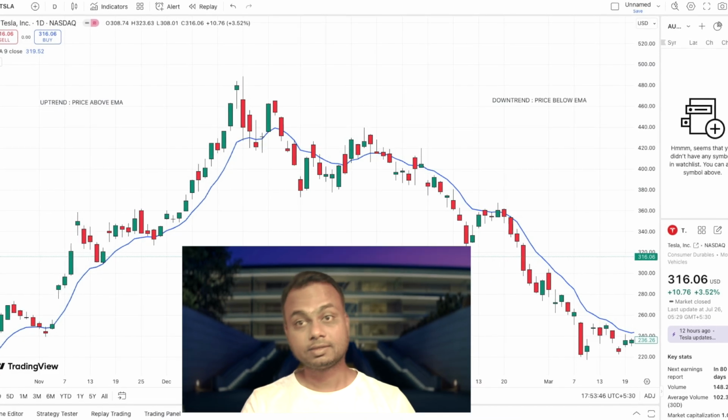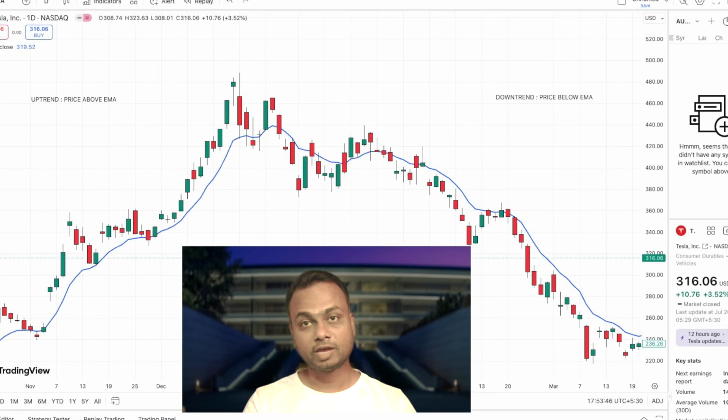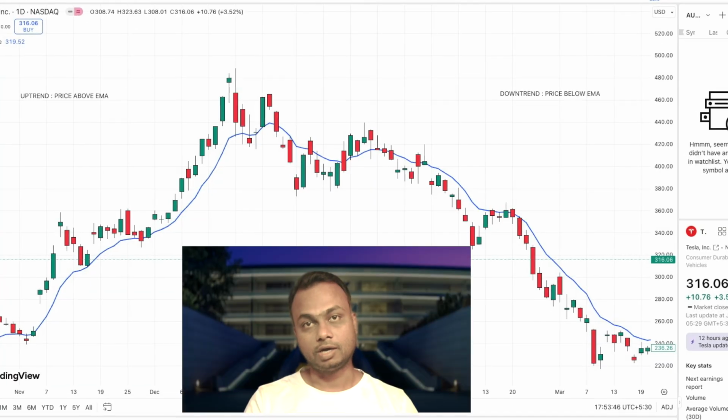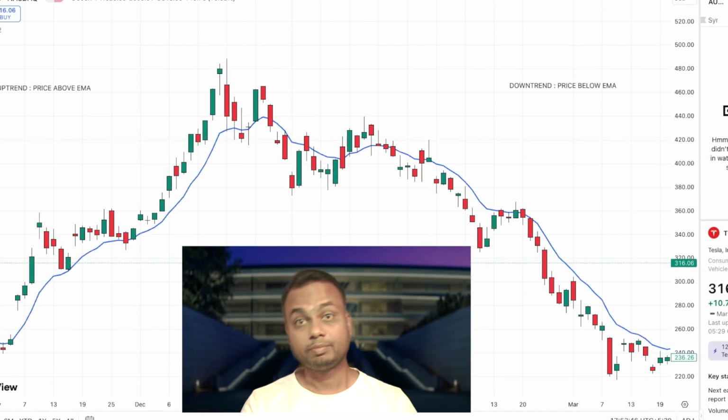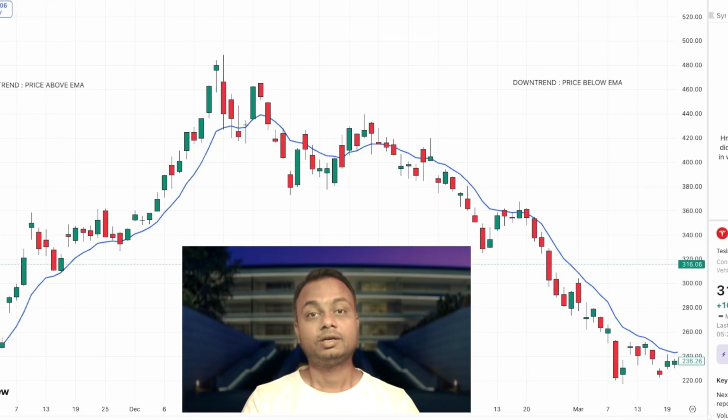This is the most fundamental use. When the price is consistently above a moving average, it suggests an uptrend. Conversely, when the price is consistently below, it indicates a downtrend. A flat moving average often suggests a sideways or consolidating market.